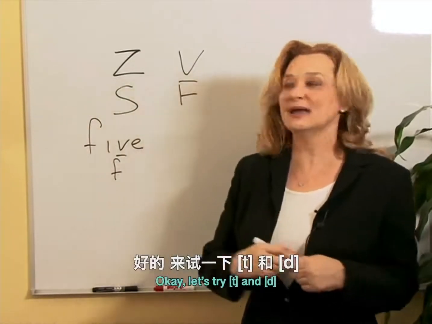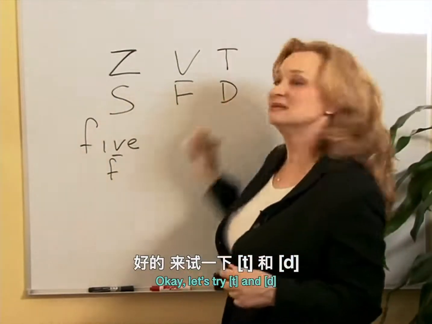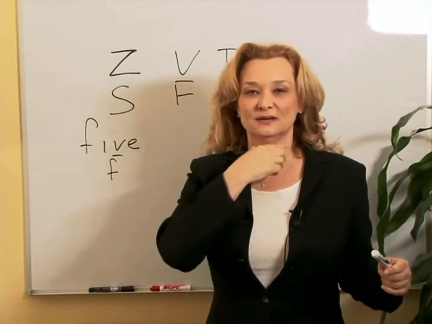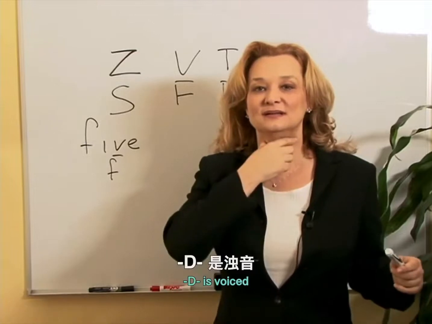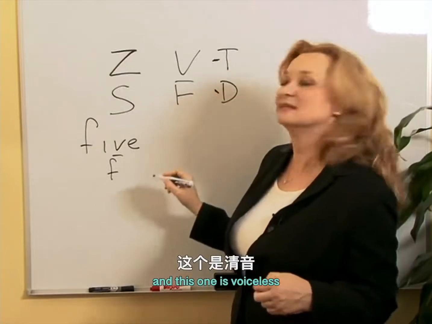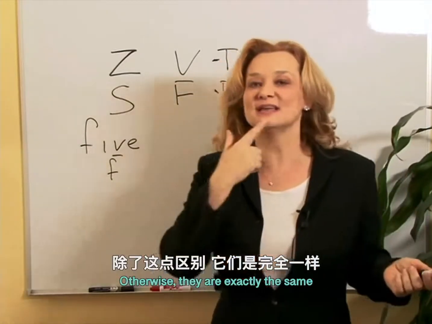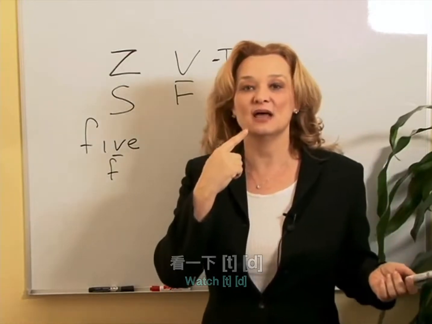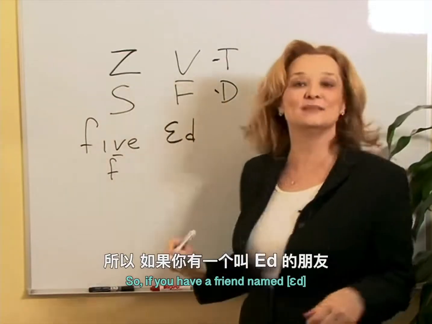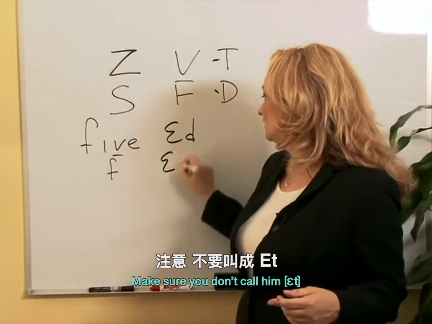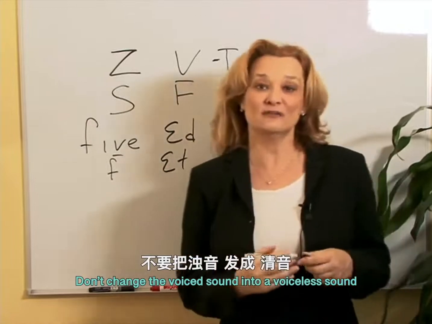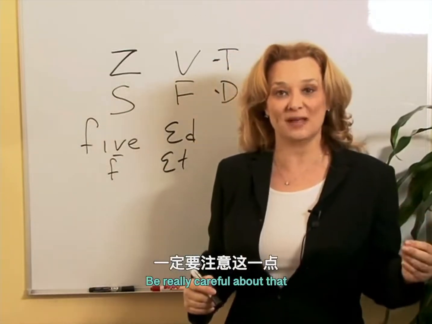Okay, let's try T and D. T, t, t, d, d, d. Which one is voiced? D. D is voiced. So this one is voiced, and this one is voiceless. Otherwise, they're exactly the same. Watch. T, d, t, d. My tongue is doing exactly the same thing. So if you have a friend named Ed, make sure that you don't call him et. Don't change the voiced sound into a voiceless sound. Be really careful about that.